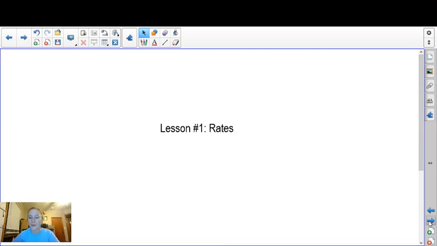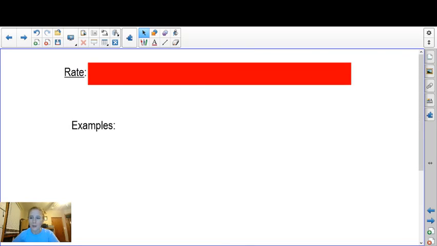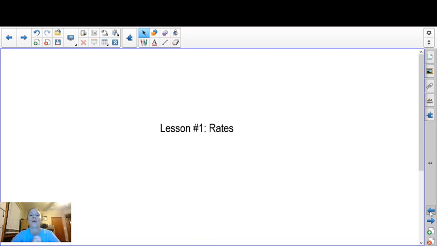So lesson number 1, rates. What is a rate? Let me backtrack. Anything that you see typed, you need to write down on your piece of paper. That's going to be your title, like what we do on the board. My black will be your directions, definitions, and problems color. So whatever color you choose to do that, it's going to just be my typing.